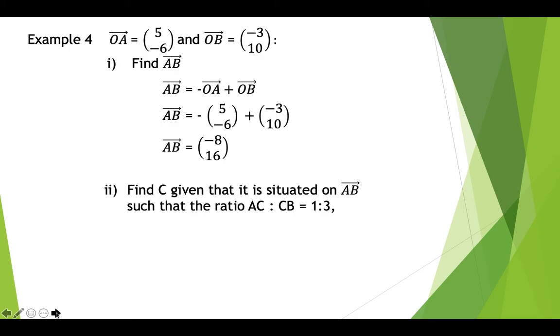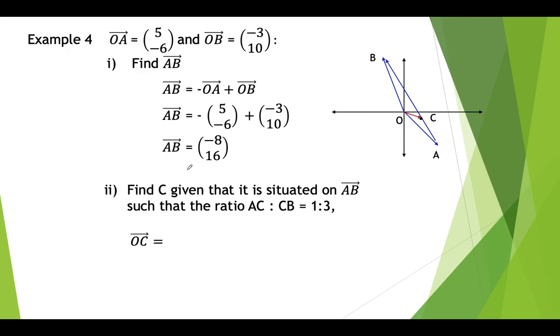So now we're going to find C, given that it's situated on AB such that the ratio AC to CB is 1:3. So if you go back to the question we were just looking at, where we were trying to work out if A, B, C were collinear, what we could say is, well, how far along the line AC is B? So similar kind of concept. Now let's have a look at what the picture is going to be. So if we've got A and B, and we want to find where C is, so that it's in the ratio of 1:3.